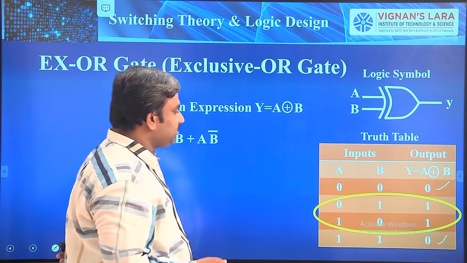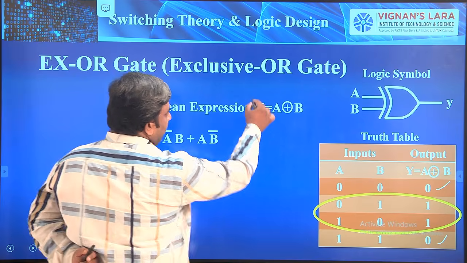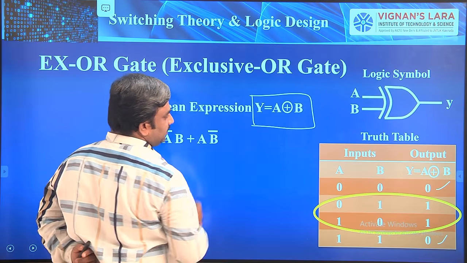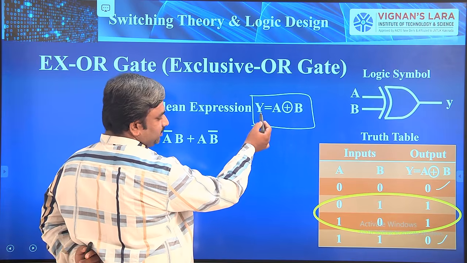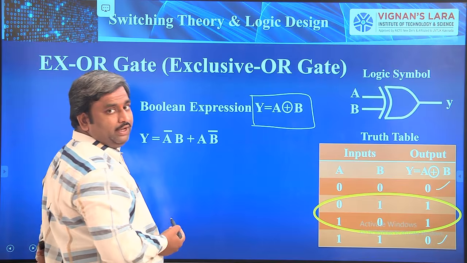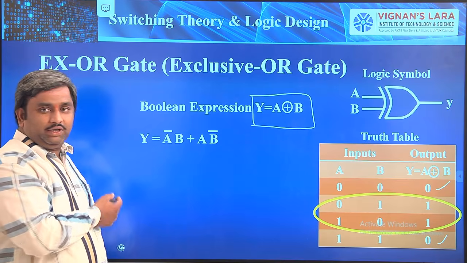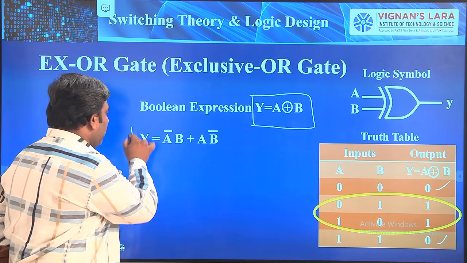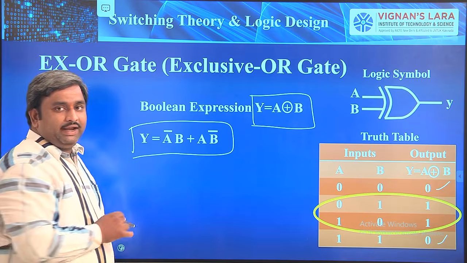So this is the XOR gate operation representation. The Boolean expression for the XOR gate is Y is equal to A XOR B. Coming to here, the A XOR B, we are writing in this way.